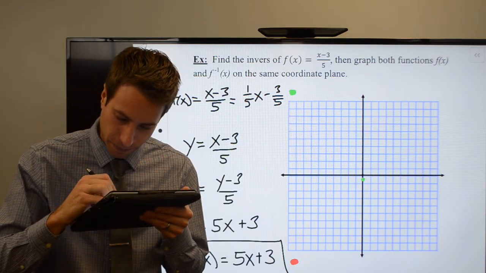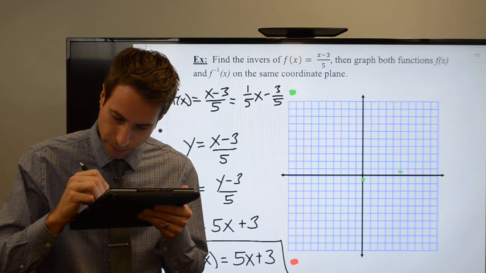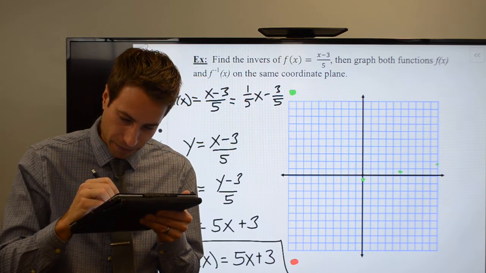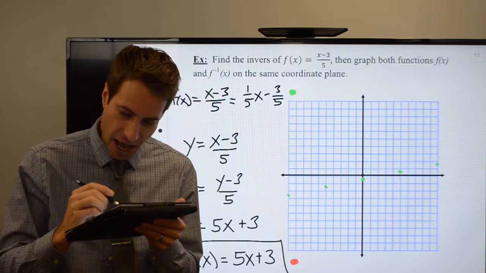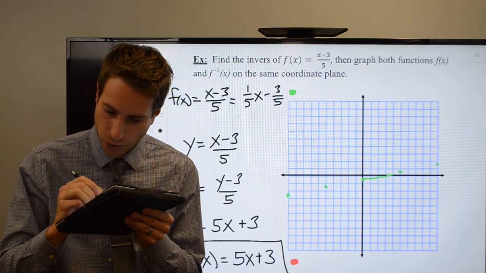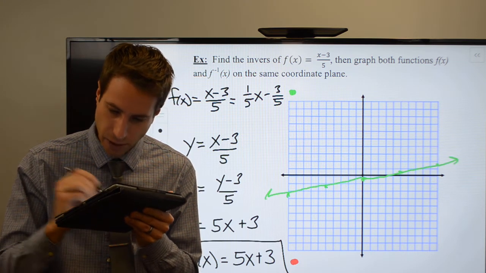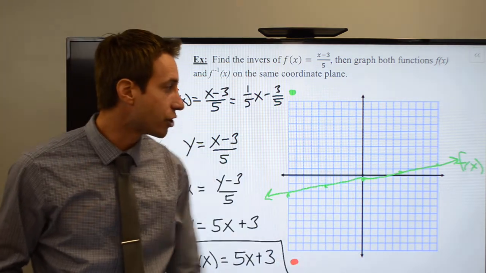Up 1, and then do it again, up 1. I could go down 1 and back 5. Down 1 and back 5. Again, connect those dots with a line. Make sure you extend that line all the way through the coordinate plane and put an arrow on either side so that I know you know that line just keeps going. And that is my original function, f of x.